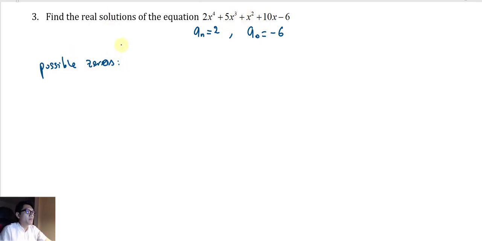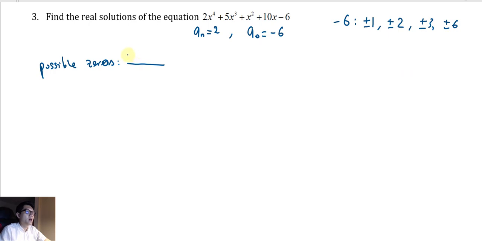The possible zeros. Okay, so we take the ratio, the factors of minus 6. Minus 6 has factors of plus or minus 1, plus or minus 2, because 6 divided by 2 is 3, plus or minus 3, plus or minus 6, right?